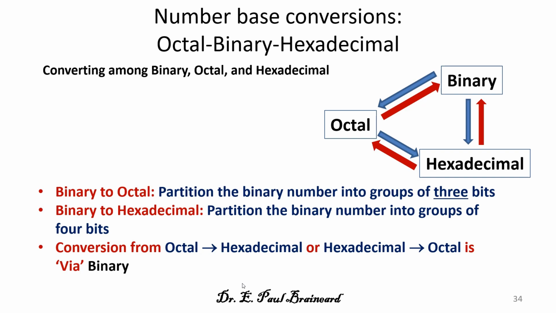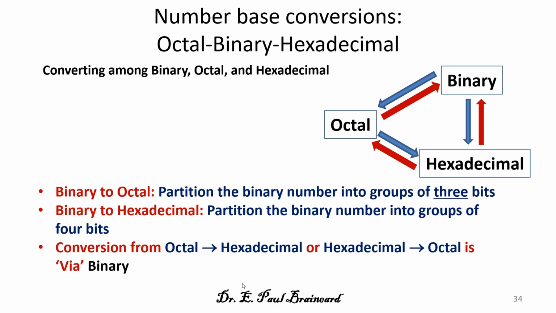So for converting from binary to octal, partition the binary number into groups of 3 bits starting from the right. For binary to hexadecimal conversion, partition or separate the binary number into groups of 4 bits starting from the right. And the conversion from octal to hexadecimal or hexadecimal to octal is via the binary number system.